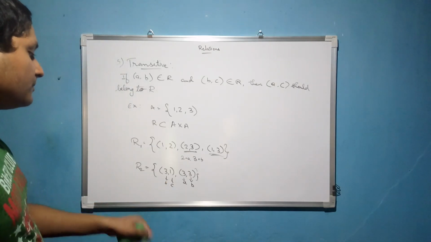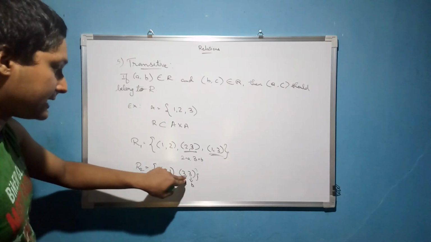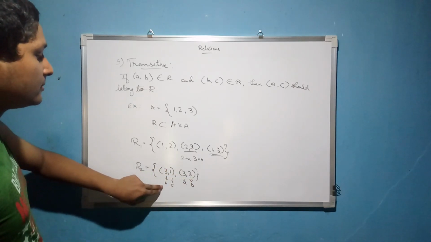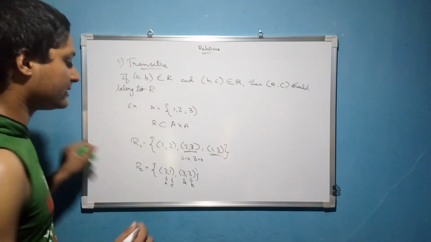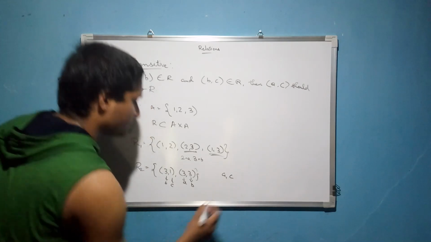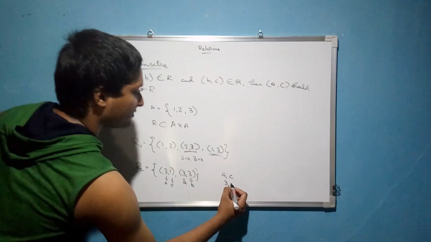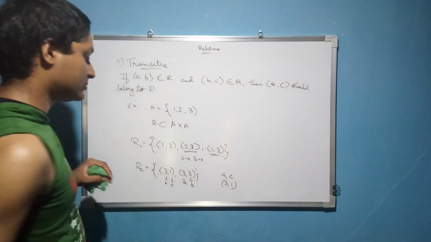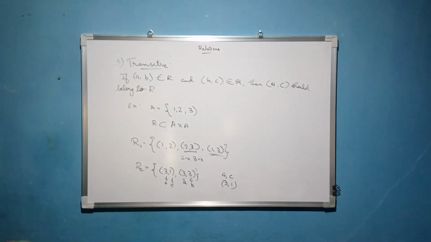So what we mean is, now (A, B) is present, that is (3, 3), and (B, C) is also present, that is (3, 1). So what should be present? (A, C) should be present. What is A? A is 3 and C is 1. That means that (3, 1) should also be present. That is already present. That means that this relation is also transitive.